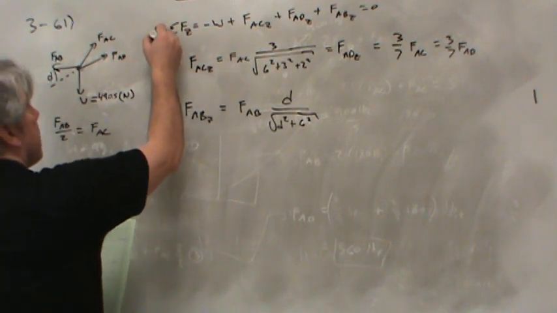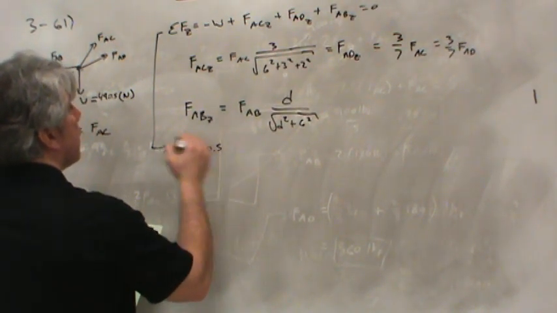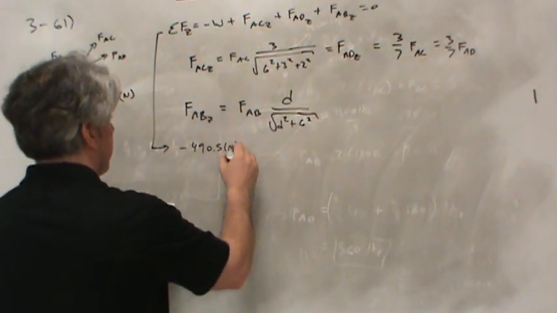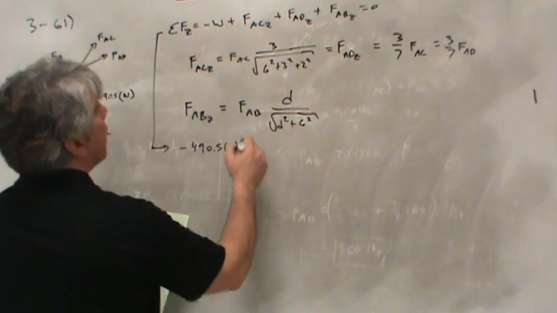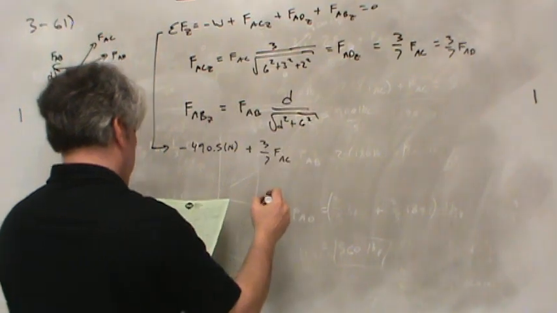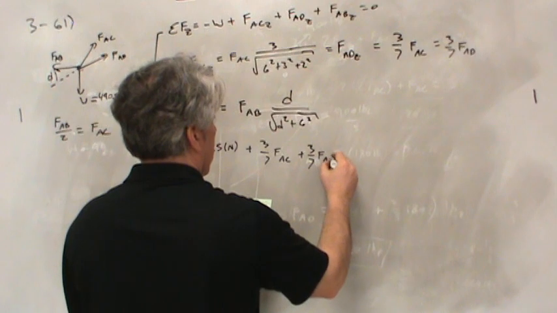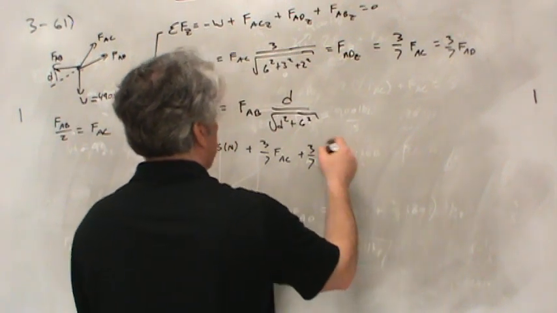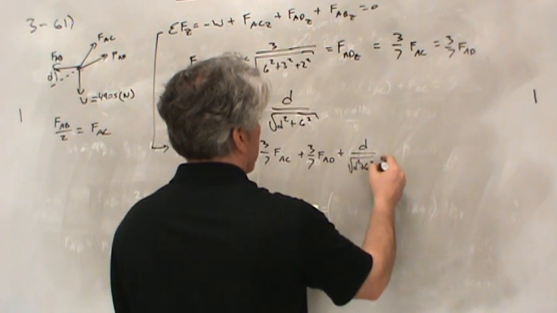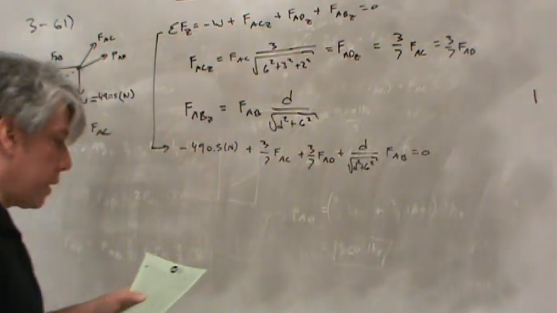So now, this sum of forces can be expanded just a little bit to actually write negative 490.5 newtons, plus FACz, but that's just 3/7 FAC, plus 3/7 FAD, plus, since I'm putting the scaling factor first, D over root D squared plus 6 squared times FAB, and the sum still has to come out to 0.